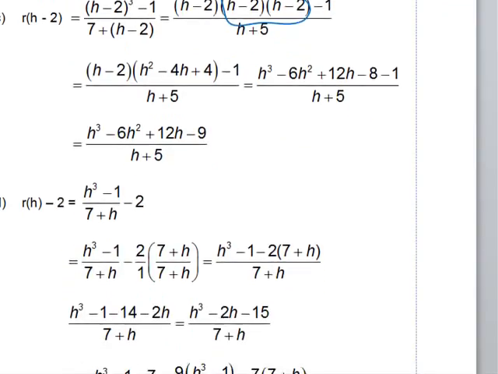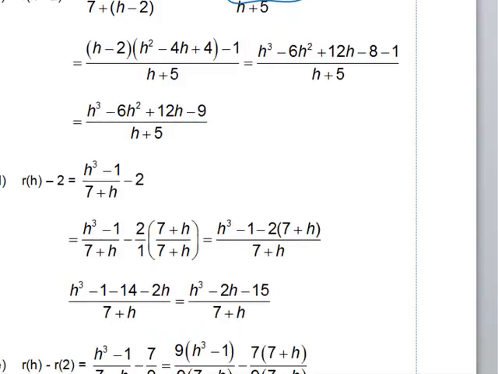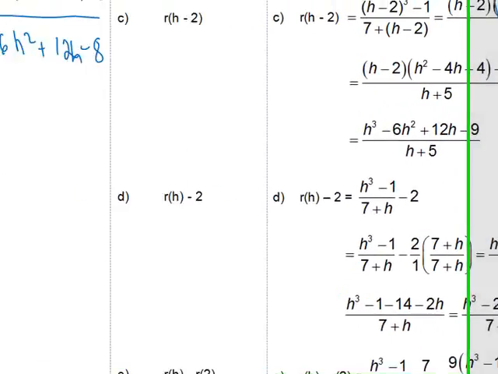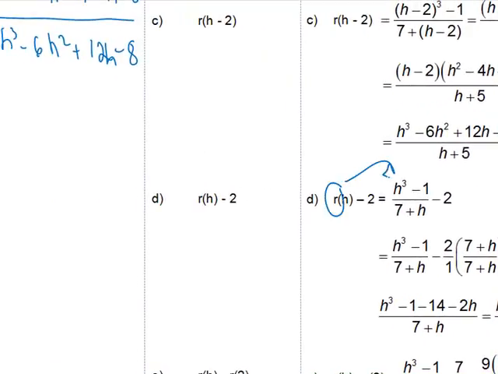Now notice I picked a different example. I actually did r at h minus 2. And this is what happens if I only do the r at h and I subtract 2. So now, remember I already did r at h. That was h cubed minus 1 over 7 plus h. So that's the whole r at h piece. And then subtract 2.